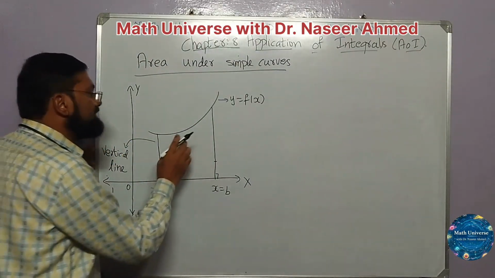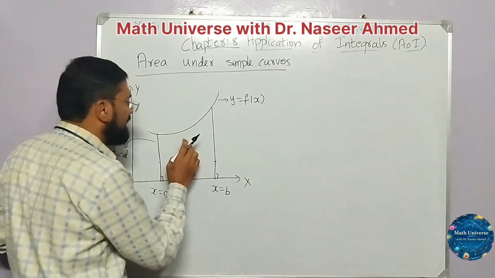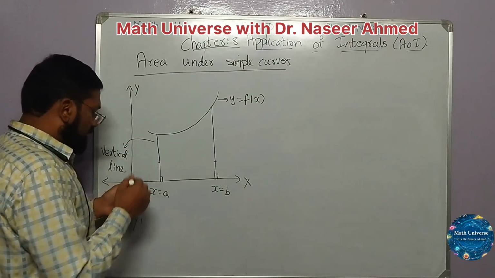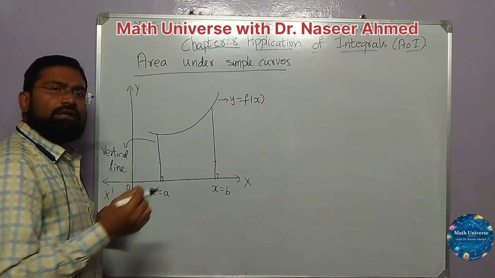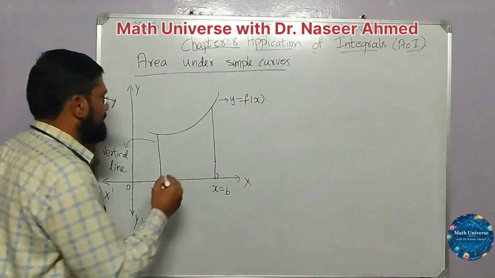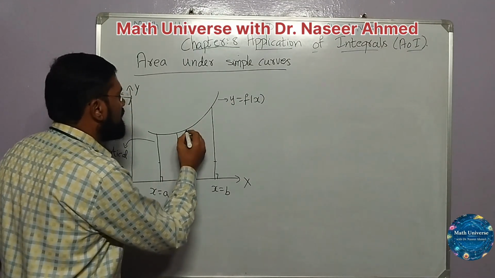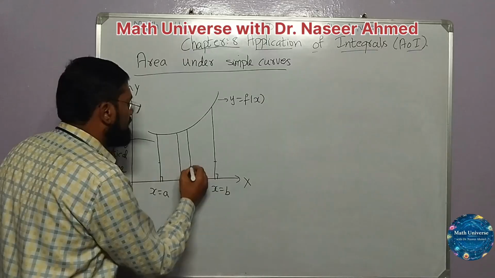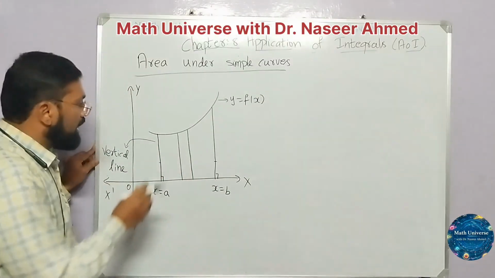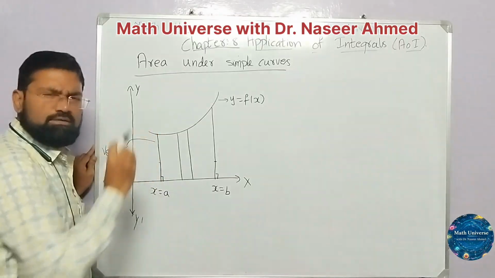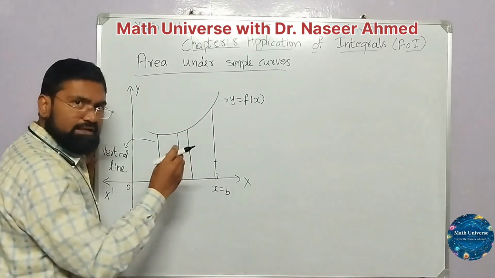Now I want to find this area. How are we going to find this area? Listen carefully. What we are going to do here is take a small vertical strip. Just see here, a very small vertical strip. I am taking it a bit bigger here so that it is visible for you and the concept is clear. This is actually very small, but I have taken it a bit bigger so that you can see.